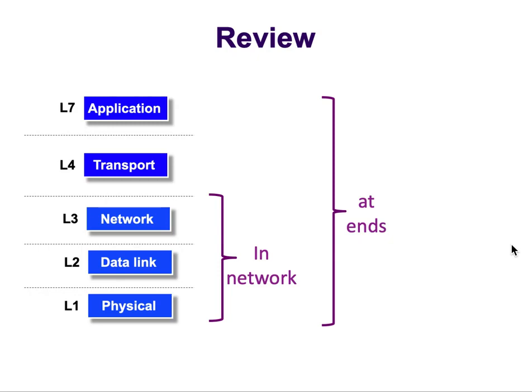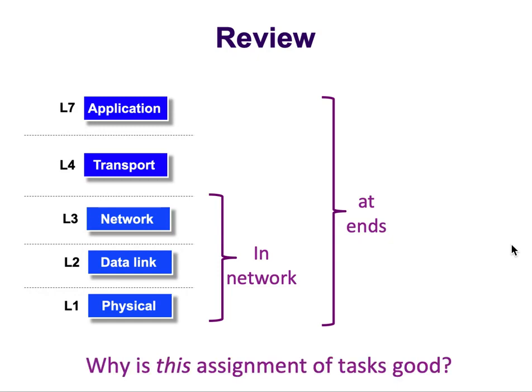Okay. Let me take a 2-minute break, and then we'll continue on with the question I want you to think about, which is, why is this particular assignment of tasks good? Right, so we've said this is the breakdown into layers, and we've said typically the end hosts implement all 5 layers, the network only 3. We're going to take a more philosophical look at this now to talk about why that particular partitioning has been very useful on the internet.